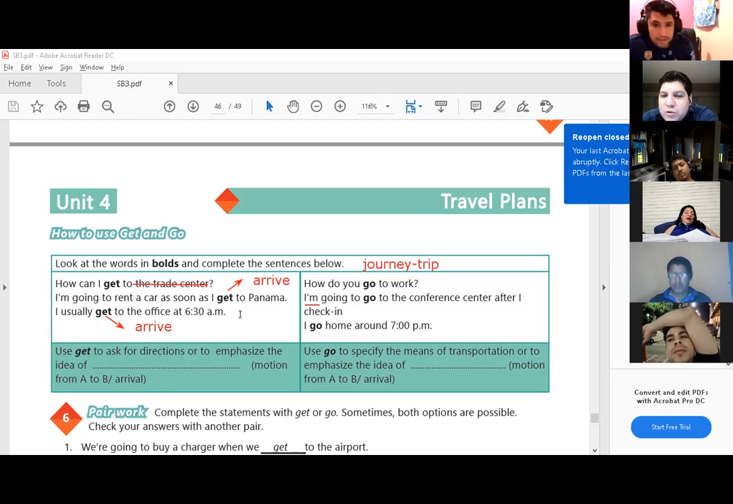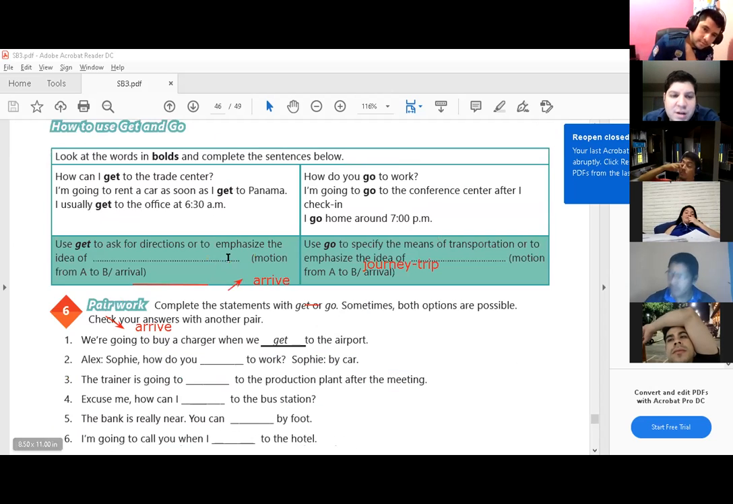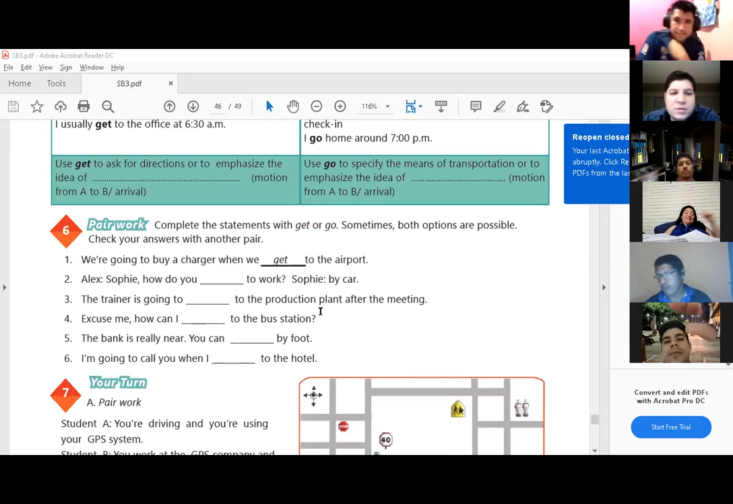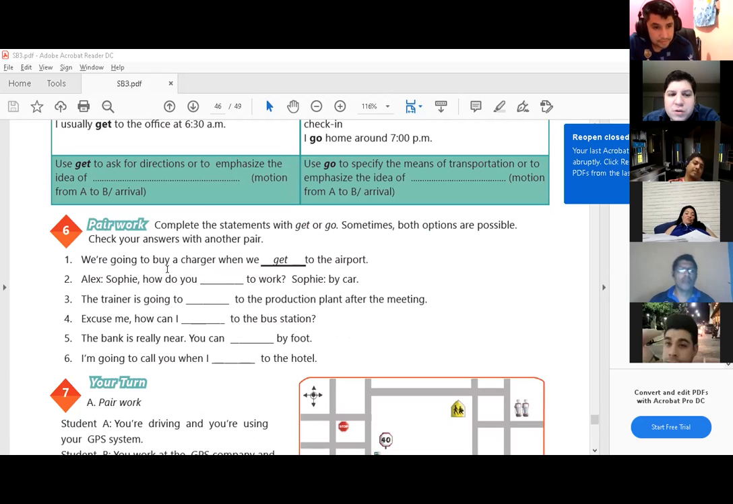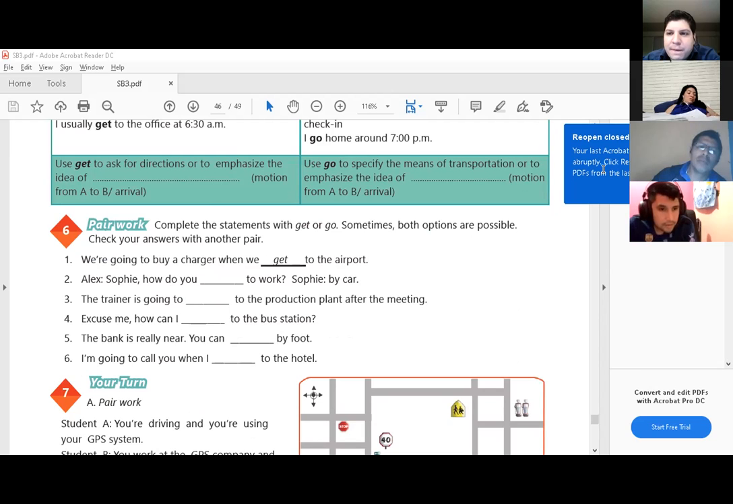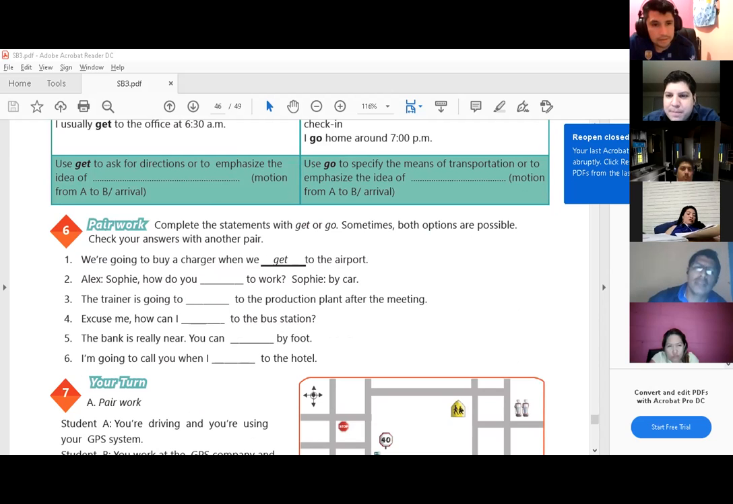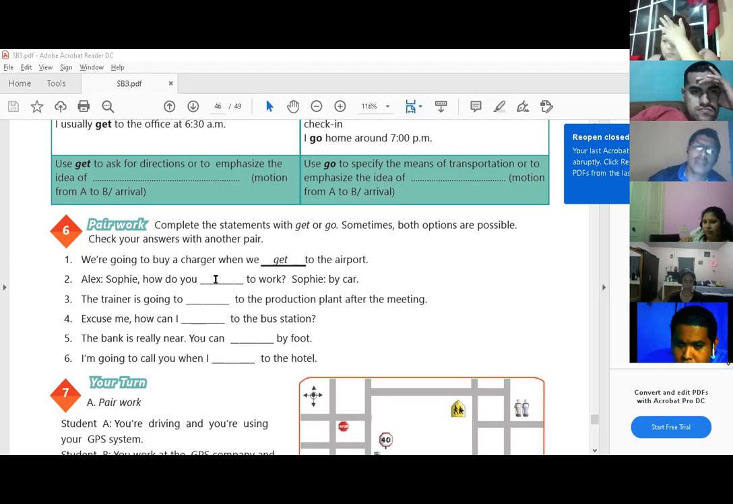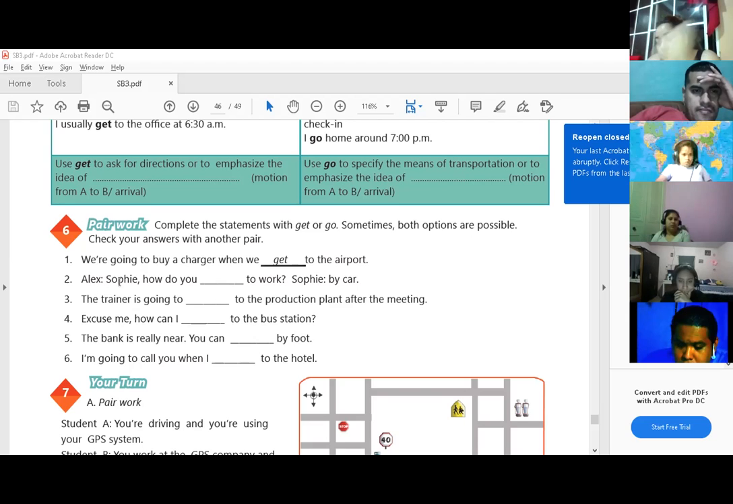So, next one. I'm going to go to the conference center. Voy a ir. Yo me voy a casa. Voy a ir. That's right. Me voy a tragar. Perdón. So, let's go ahead and work on this, guys. Say with me, please. We're going to buy a charger when we get to the airport. We're going to buy a charger. We're going to buy a charger when we get to the airport. Get to the airport.